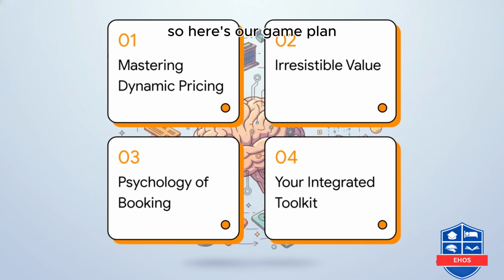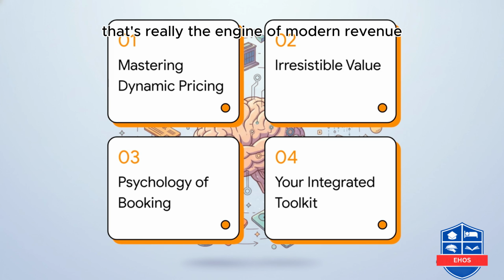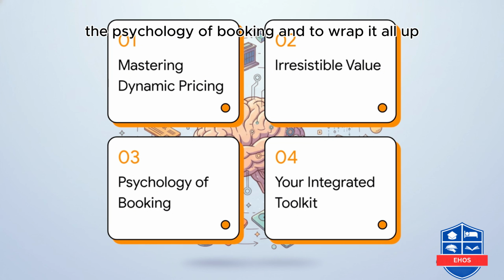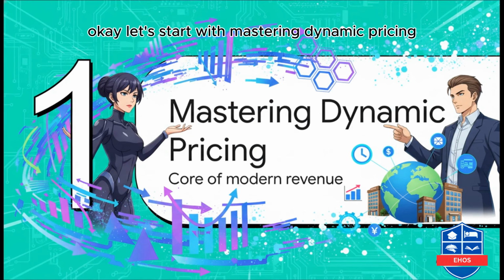So here's our game plan. We're going to tackle this in a few key stages. First, we'll dive deep into dynamic pricing. That's really the engine of modern revenue. Then we'll talk about creating value that guests can't resist. After that, we'll get into the really fun stuff, the psychology of booking. And to wrap it all up, we'll pull it all together into an integrated toolkit that you can take with you. Okay, let's start with mastering dynamic pricing.